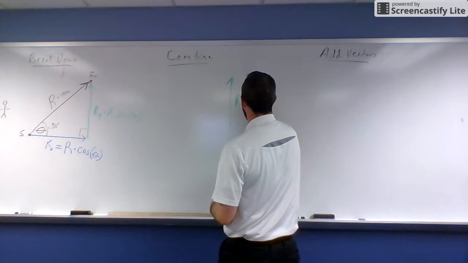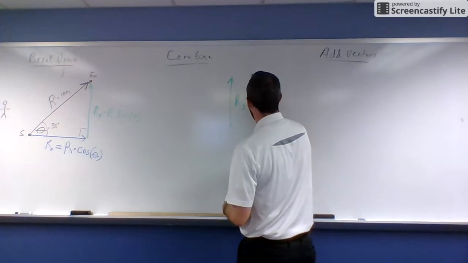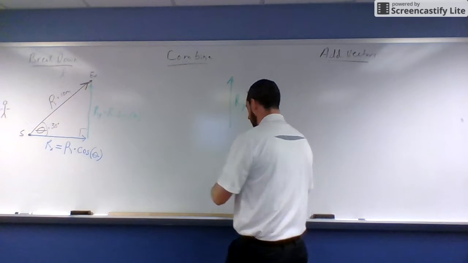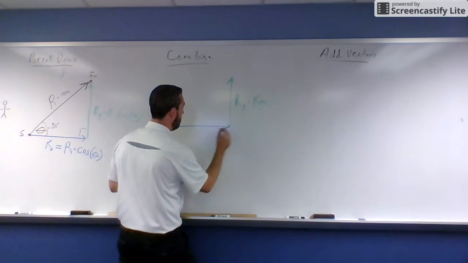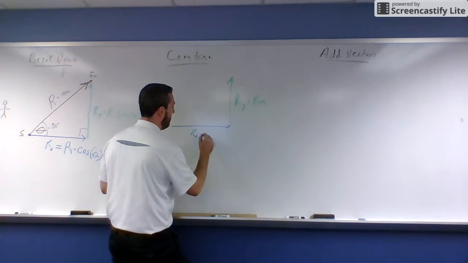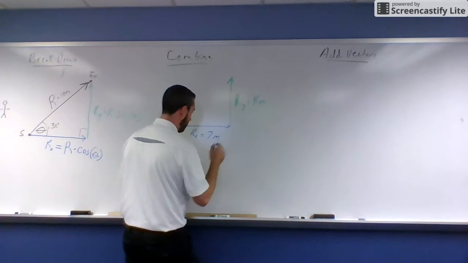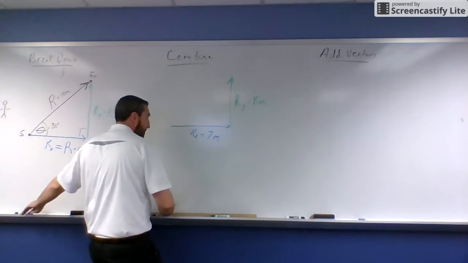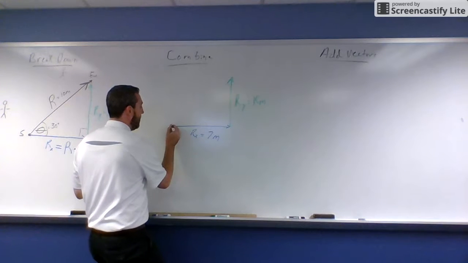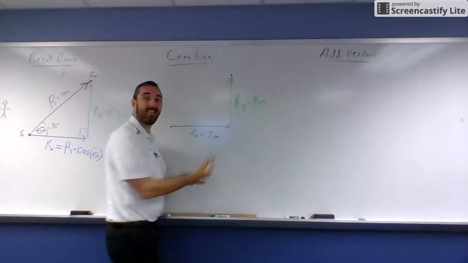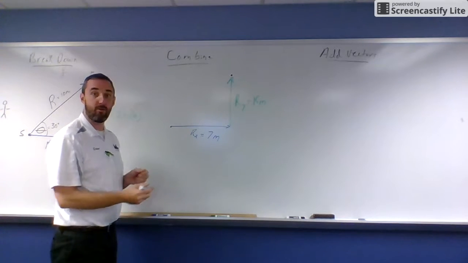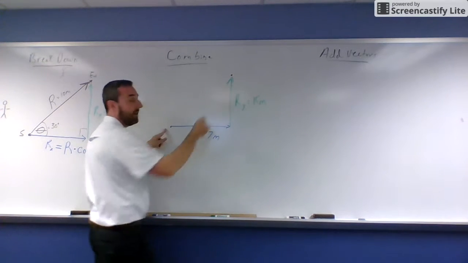If Ry equals, say, 15 meters, and Rx equals, let's say, 7 meters. Well, again, we have a trip. Here's where I start. Here's where I end. Now, I could go this way, but that's not the fastest path. The fastest path between 2 points is a straight line, there to there.